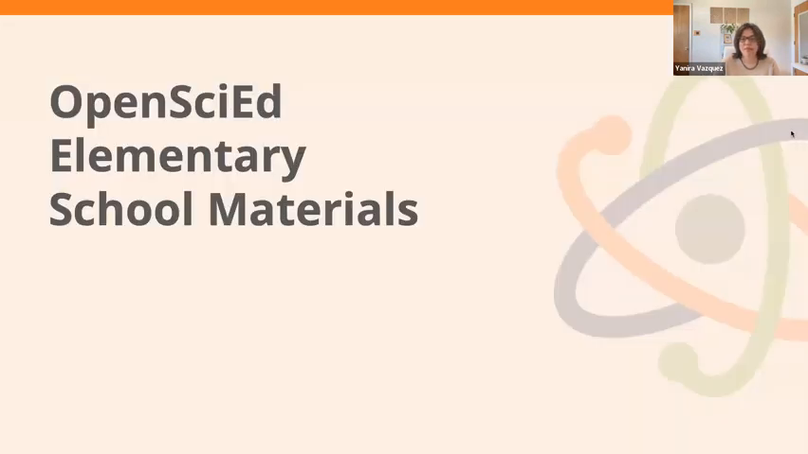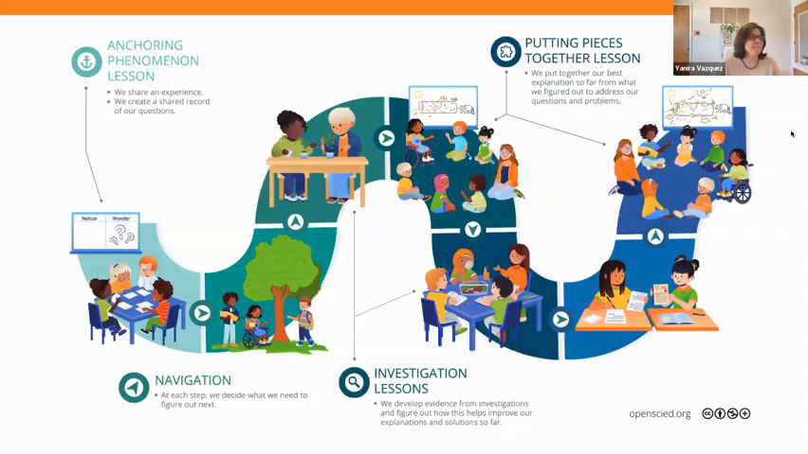So a little bit about our OpenSciEd elementary school materials. This is our instructional model. And you can see that like middle school and high school, our model starts with an anchoring phenomenon lesson where students are introduced to a problem about the world around them. And then through investigations, students learn, do research, and figure out things about this phenomenon. And then we have lessons in which they put those pieces together, really gather all of their learning and make sense of it together.